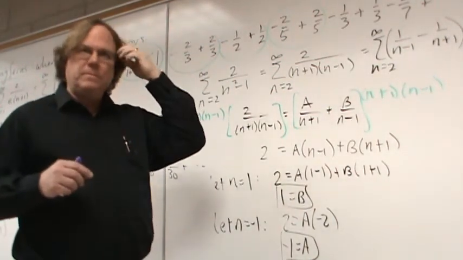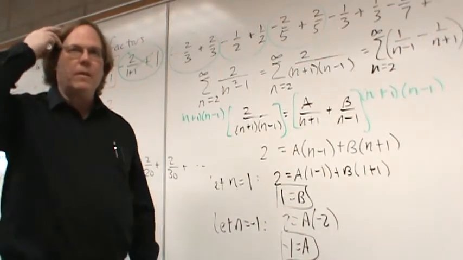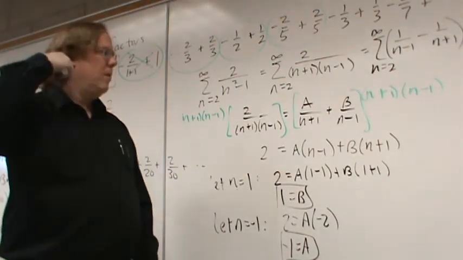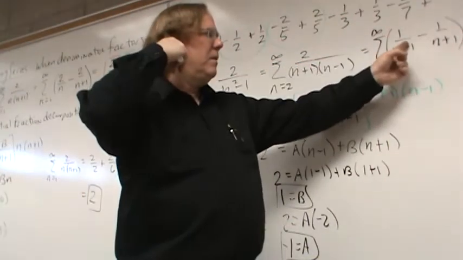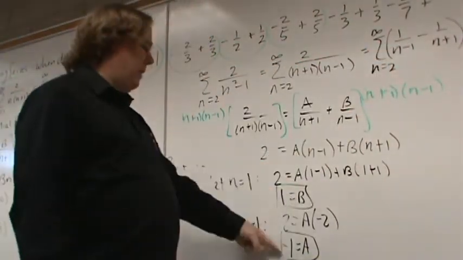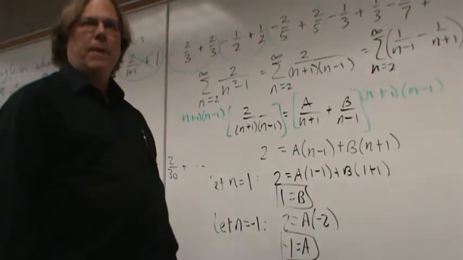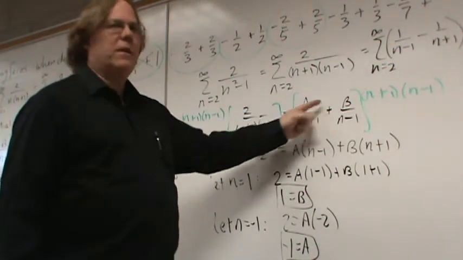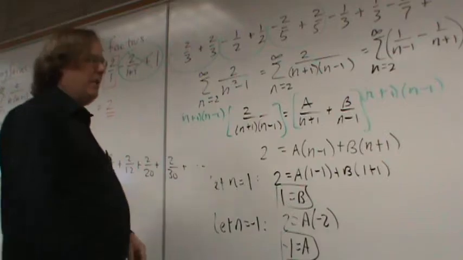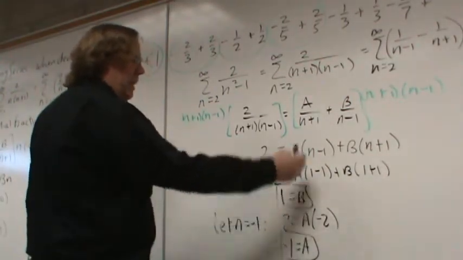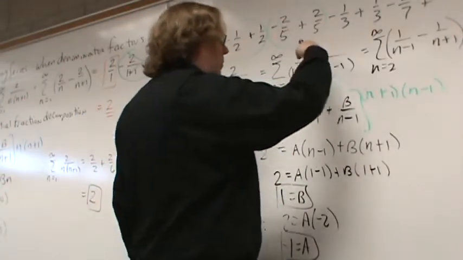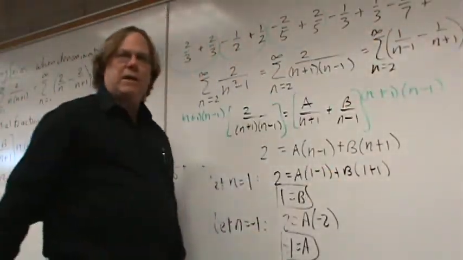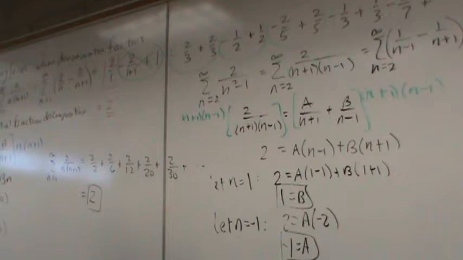Yes? Why is it 1 over n minus 1 instead of 2? Where it says 1. Okay, here? Yeah. Because my A and my B were +1 and -1. So that's what gets to go over this. You see? The whole purpose of this is to determine what A and B are so that I can write this as an equal fraction.